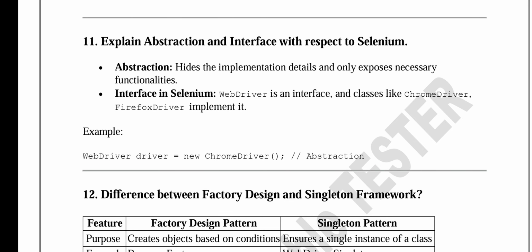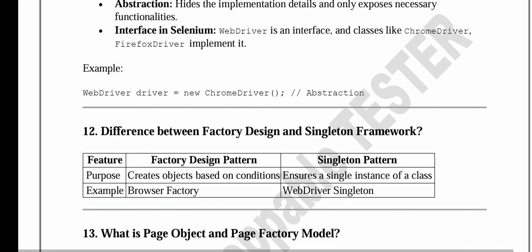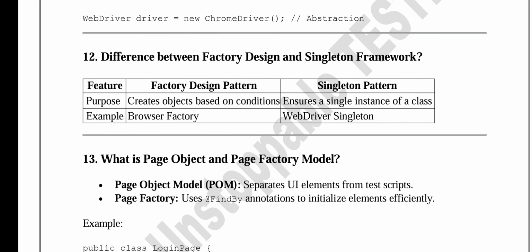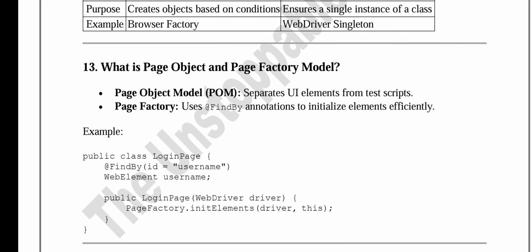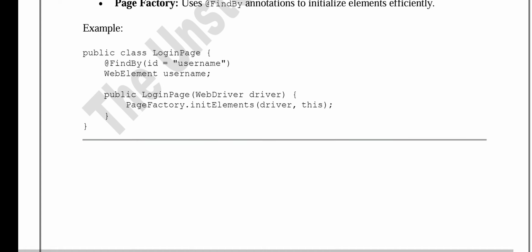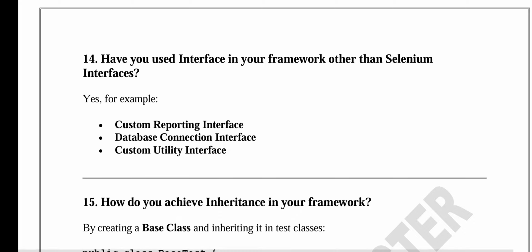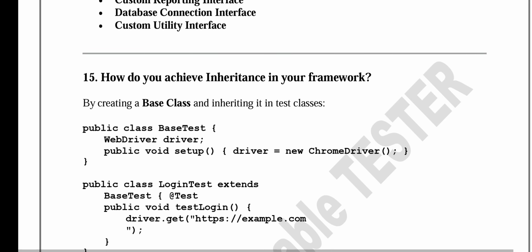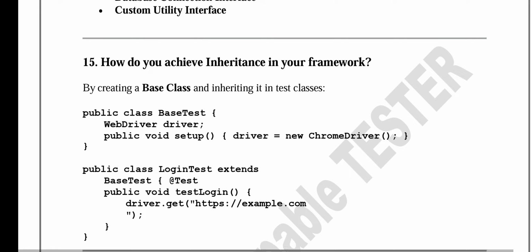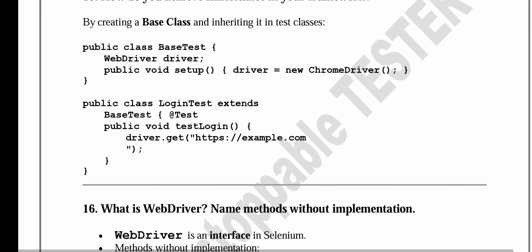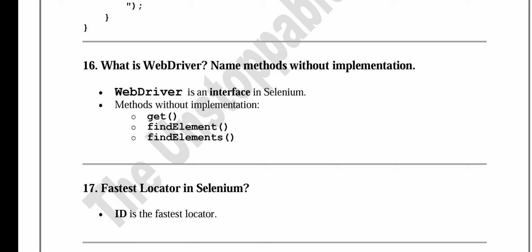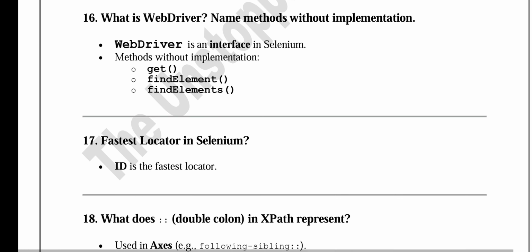Explain the abstraction and interface with respect to Selenium. Can you explain the difference between the factory design pattern and the singleton pattern? So what is the page object and page factory model? Have you used interfaces in your framework other than Selenium interfaces? How do you achieve inheritance in your framework? What is a WebDriver? Name the methods without implementation.